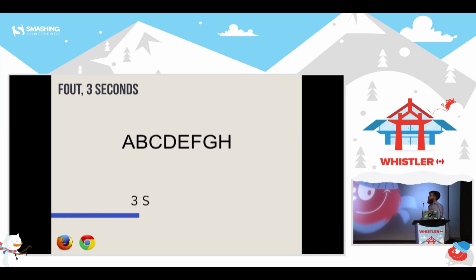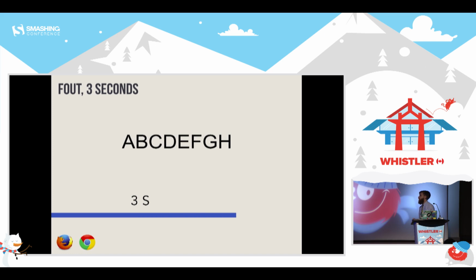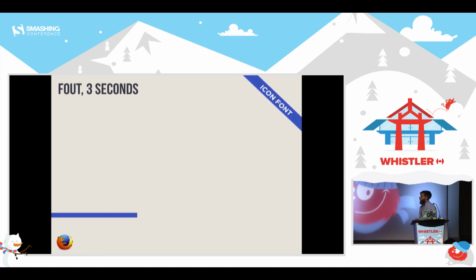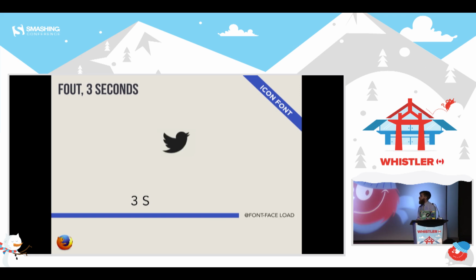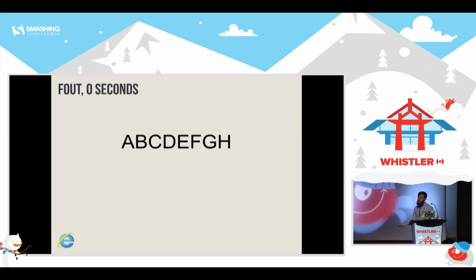And then we have a flash of unstyled text with a 3-second timeout. Nothing is shown before 3 seconds hits. After 3 seconds, fallback font shows. And then when our web font loads, it pops in. And then for icon fonts, not great, right? Because at 3 seconds, your fallback font will show. And then when it loads successfully, it will replace with your new icon font. And in Internet Explorer, fallback font is shown immediately. It's great.